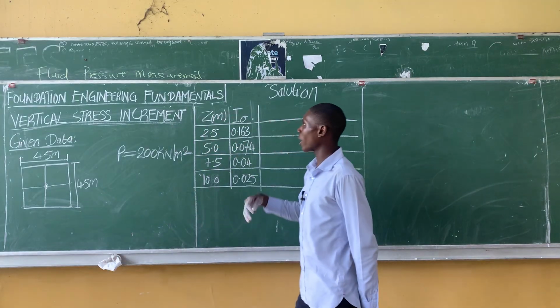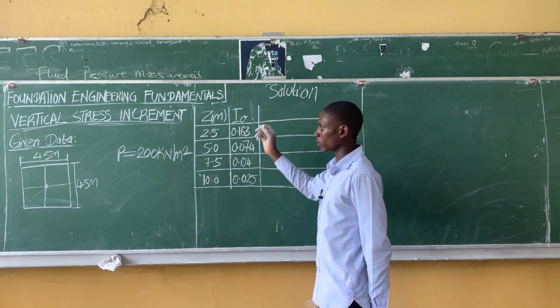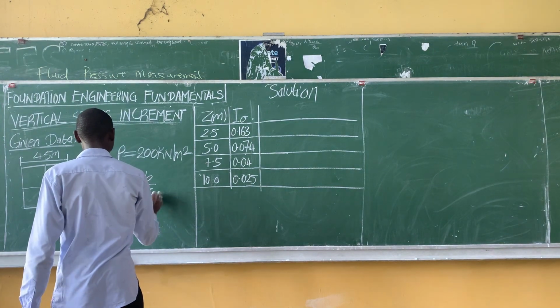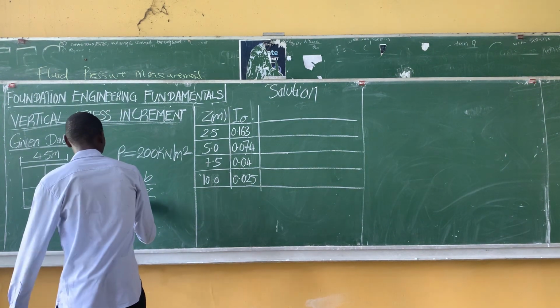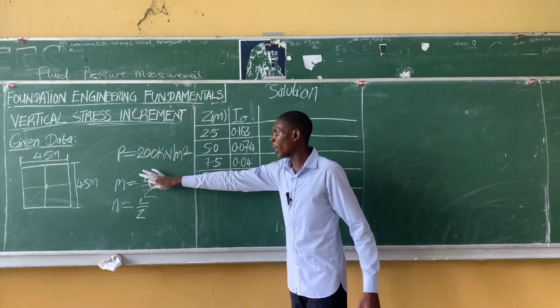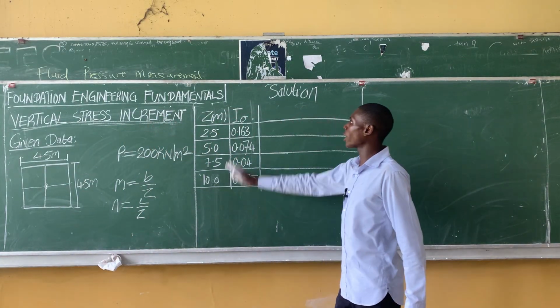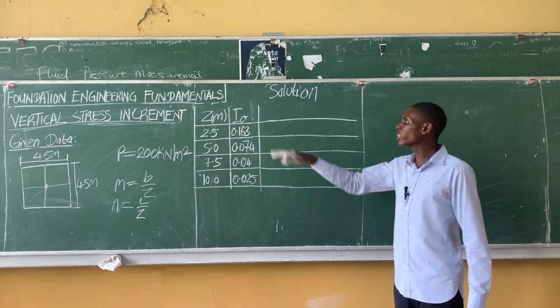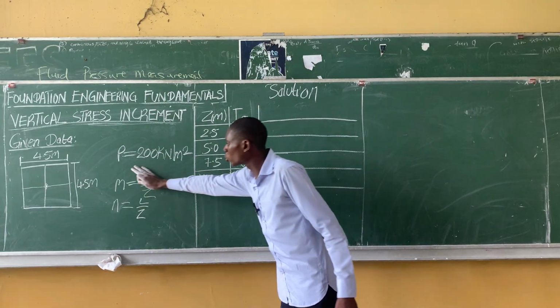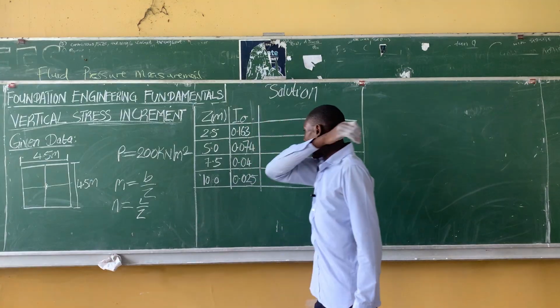Then the next thing we determine is our M and our N. We know that M is equal to B over Z, and N is equal to L over Z. Why do we get the value for M and N? It is to determine our influence factor. But for this given problem, we have been given our influence factor. Hence, we don't need to determine our M and N values.